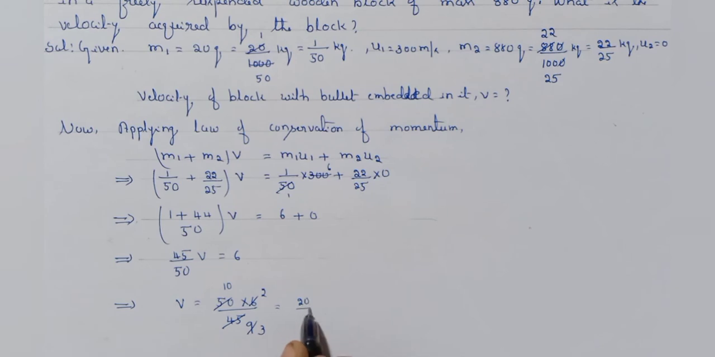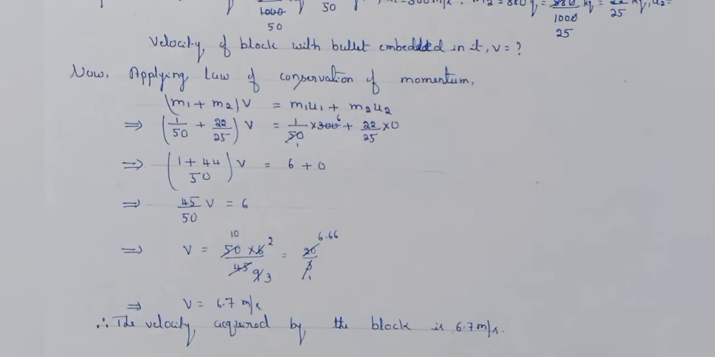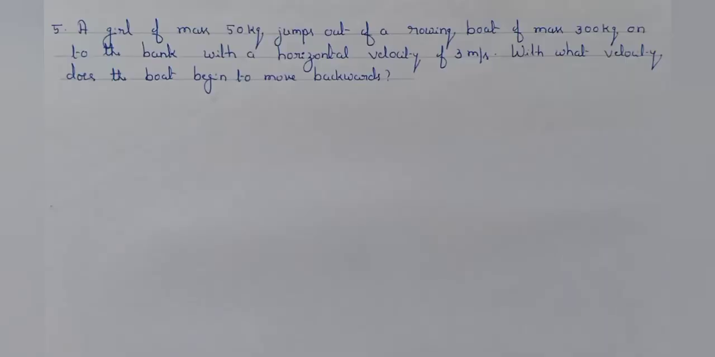v is equal to 20 by 3. Divide 20 by 3. 3 sixes are 18, 2 remainder, again 3 sixes are 18, again 2 remainder. So v is equal to 6.66. So we can write it as v is equal to 6.7 meter per second. Therefore, the velocity acquired by the block is 6.7 meter per second.